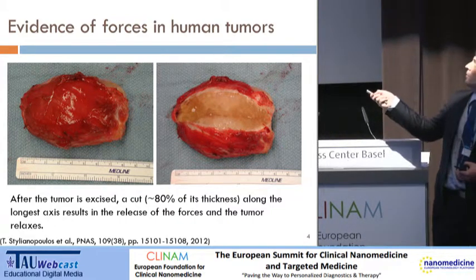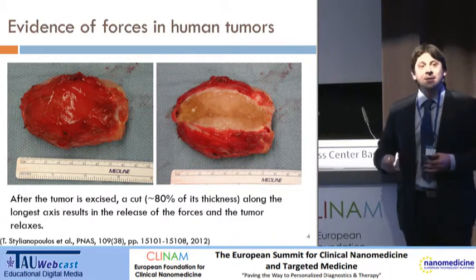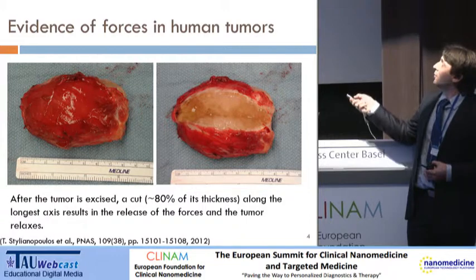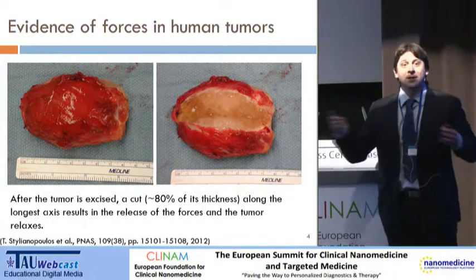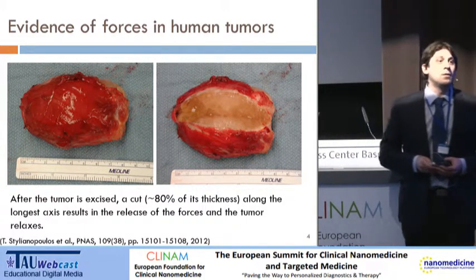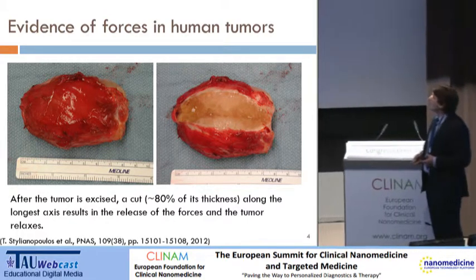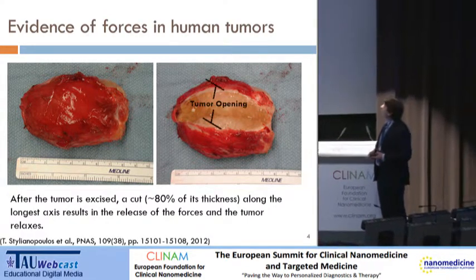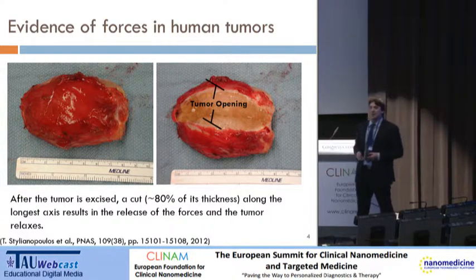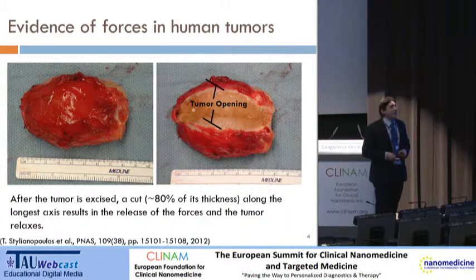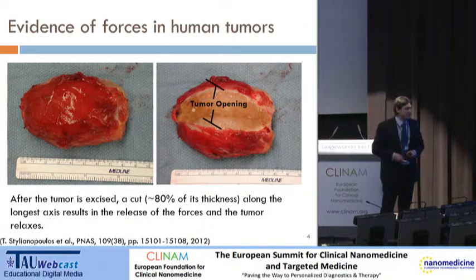So we see that the interior of the tumor swells, which implies that the interior is in compression, while the periphery of the tumor at the point of the cut retracts, which is typical of relaxation of tensile stresses. So it's easy with this to measure the tumor opening with a caliper and to quantify then with mathematical modeling the amount of these solid stresses.